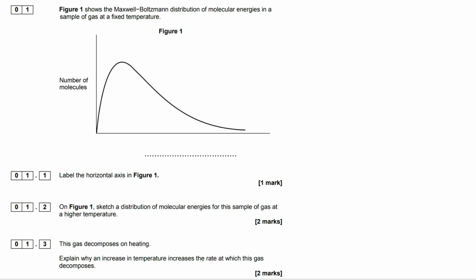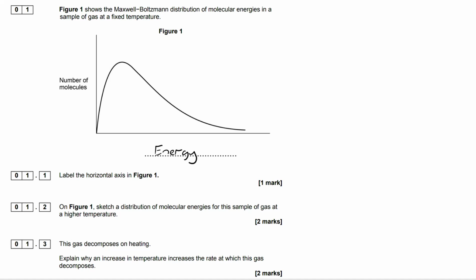So on this question, we're looking at Maxwell Boltzmann distribution curves. First question here is about labelling the axes. It's important that you know what the axes are. It actually helps you to understand a lot of what's happening within this particular topic as well. So relatively straightforward. The x-axis should be labelled energy, and that will get you mark number 1.